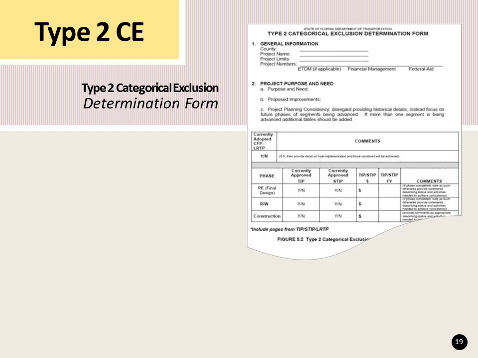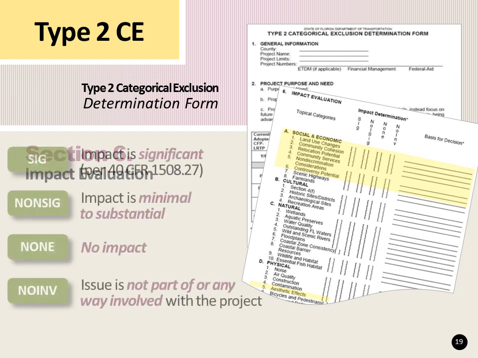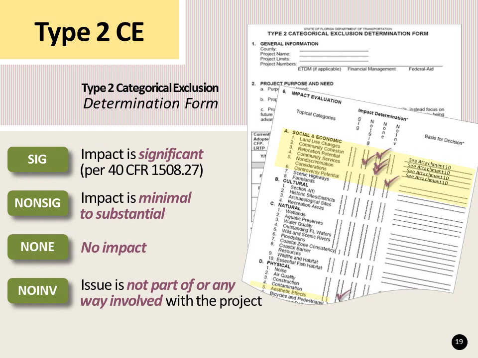In Section 6, Impact Evaluations, the SCE issues are included under the Social and Economic heading, with the exception of Aesthetics, which is under the heading Physical. For each SCE issue, place an X in the appropriate Impact Determination column, indicating the level of impact. The 4 column options are significant, non-significant, none, and no involvement. Documentation must be provided to substantiate impact determinations of significant, non-significant, or none. Use the column labeled Basis for Decision for substantiating information.